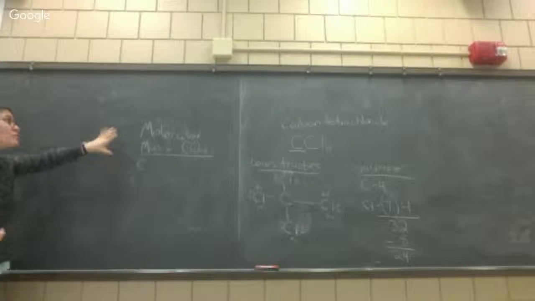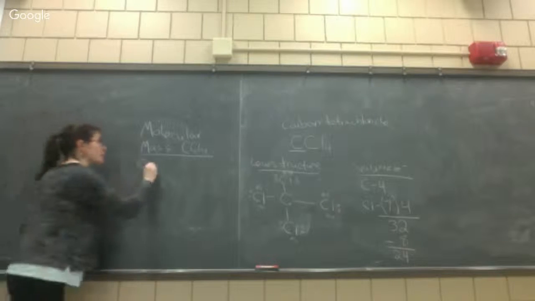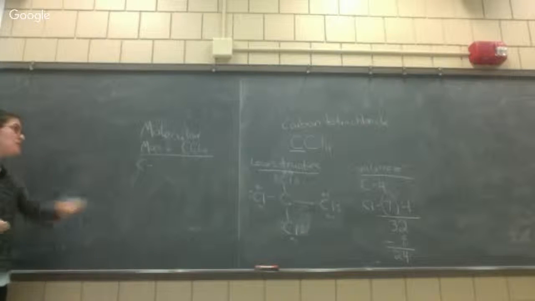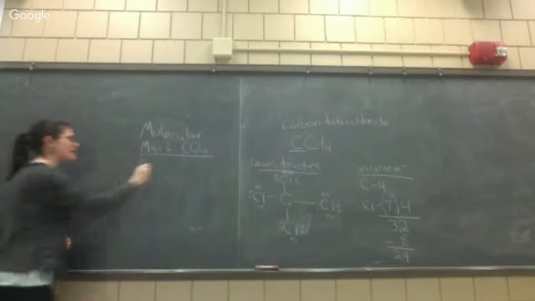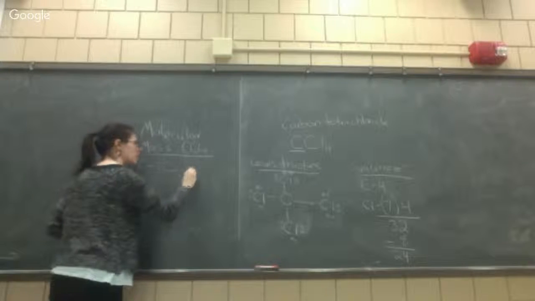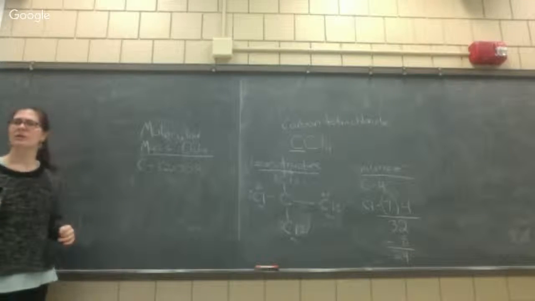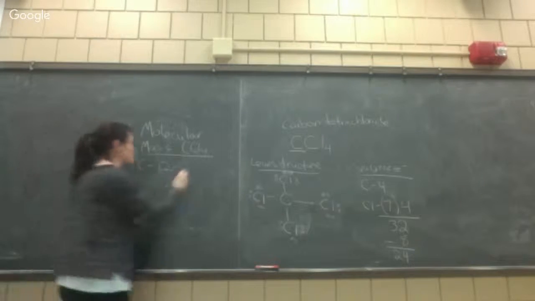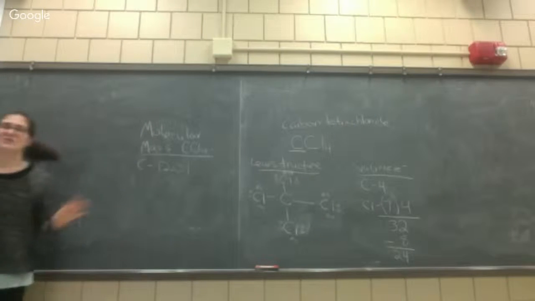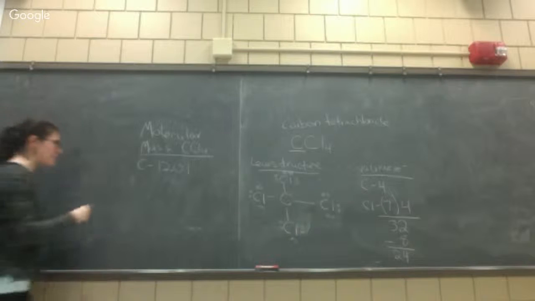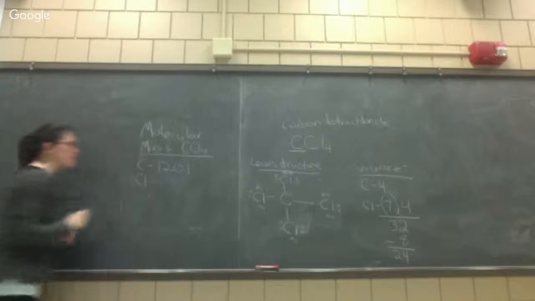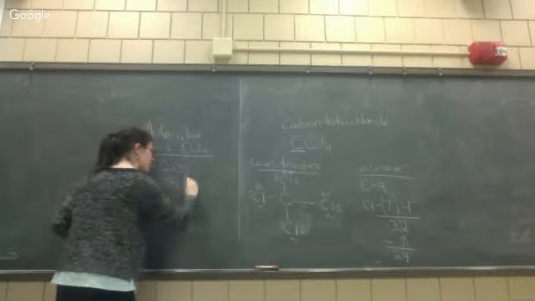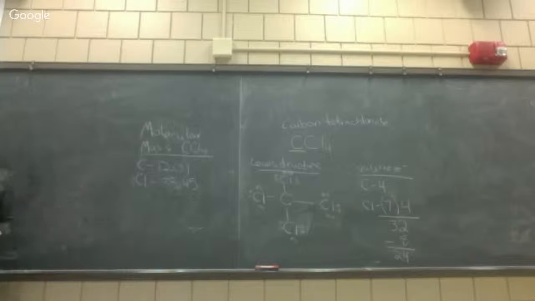So to find the molecular mass, we have to take our atomic masses from the periodic table and add them all together, right? So carbon, isn't it like 12.008 on your periodic table? No, 12.01, okay, because sometimes it's 0.008, sometimes it's 0.01, it changes. Okay, and then what about chlorine? 35.45. But is that all we add up?